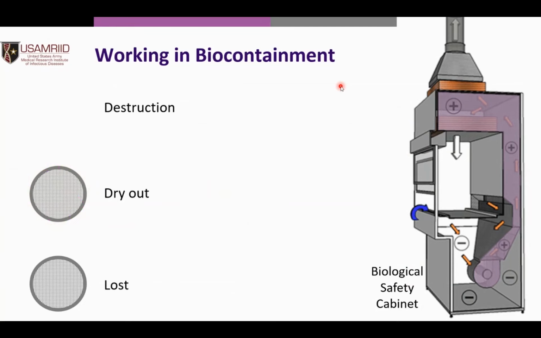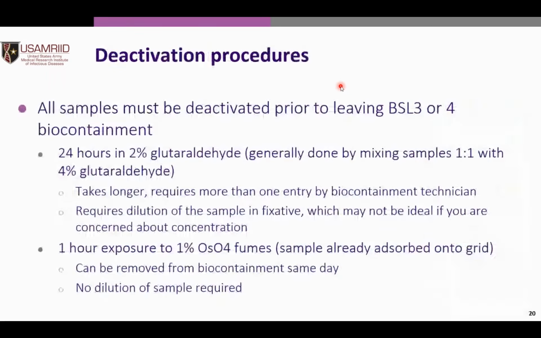And then last but not least, a lot of times we just lose them. If you've worked with EM grids before, they're very lightweight and small, and they can kind of get sucked up into the air vents and things like that. And obviously once that happens, your sample or your grid is just gone at that point. And then all the live agents that we work with in BSL-3 or BSL-4 have to be completely deactivated before they're allowed out of the suites.